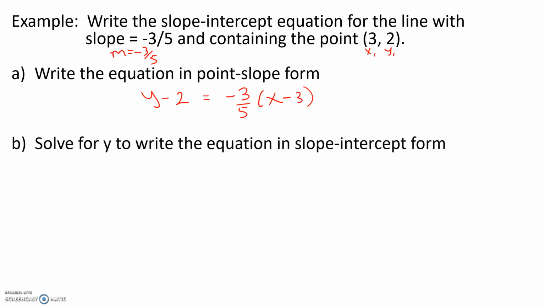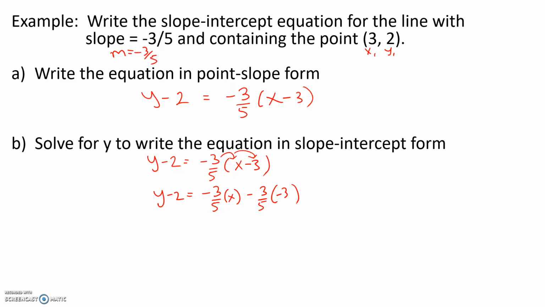But we need to write this in slope-intercept form. So in slope-intercept form, we will take our point-slope equation, which is y minus 2 equals -3/5 times x minus 3, and solve for y. So first, let's distribute the -3 over 5. We will get y minus 2 equals -3/5 times x minus 3/5 times -3.